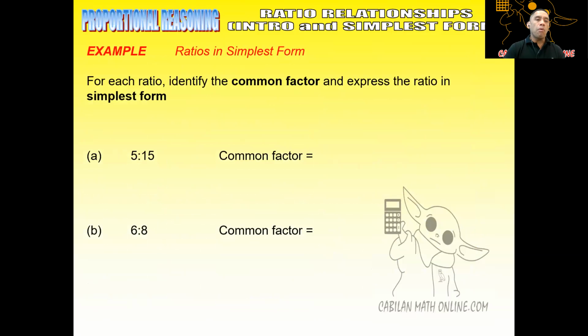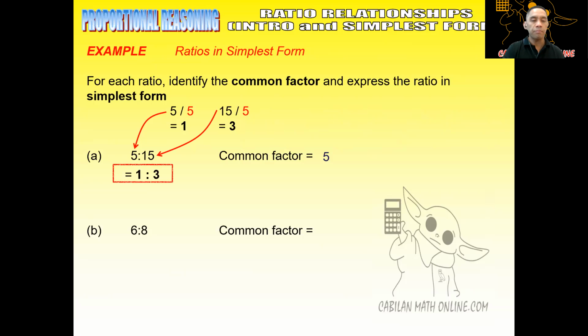So let's take a look at more examples. What we have here is 5 and 15. When you're looking at numbers, just take a look to see if any of the numbers given go evenly into each other. In this case, 15 does not go into 5 because 15 is a bigger number than 5. However, 5 does go into 15. So in this case, the common factor is going to be 5. We're going to take 5, divide this by 5, that gives me 1. We're going to take 15, divide this by 5, and that'll give me 3. So 5 to 15, when we put it into simplest form, is going to be 1 to 3.